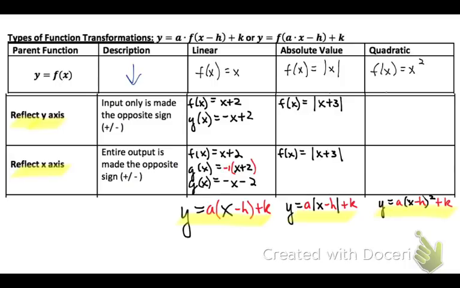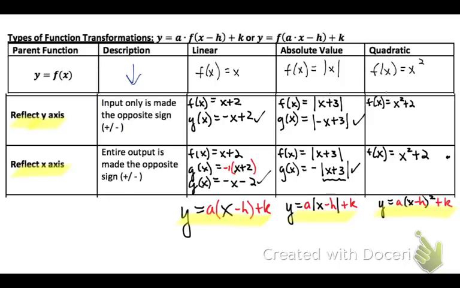Look at the absolute value column. So to reflect in the y-axis, again, we are only going to make the input negative. So we're going to go right inside the absolute value function, and then the x that is there, we will multiply that by negative 1. So that'll become negative x plus 3. Now for reflection in the x-axis, we are going to multiply by the entire output. And so our entire output is this absolute value. So we simply multiply by negative 1, which gives us negative absolute value of x plus 3.